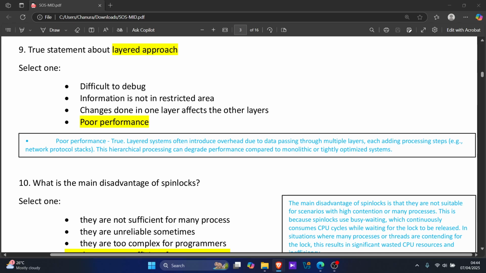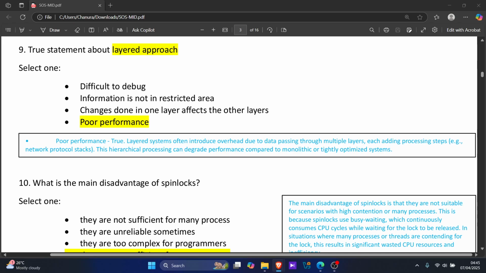3. Changes done in one layer affects the other layers. If layers are well designed, changes in one layer shouldn't affect others as long as the interfaces between layers remain consistent. So this might be false. Unless the change is in the interface, which would affect adjacent layers. But generally, a key advantage of layering is that layers are independent.